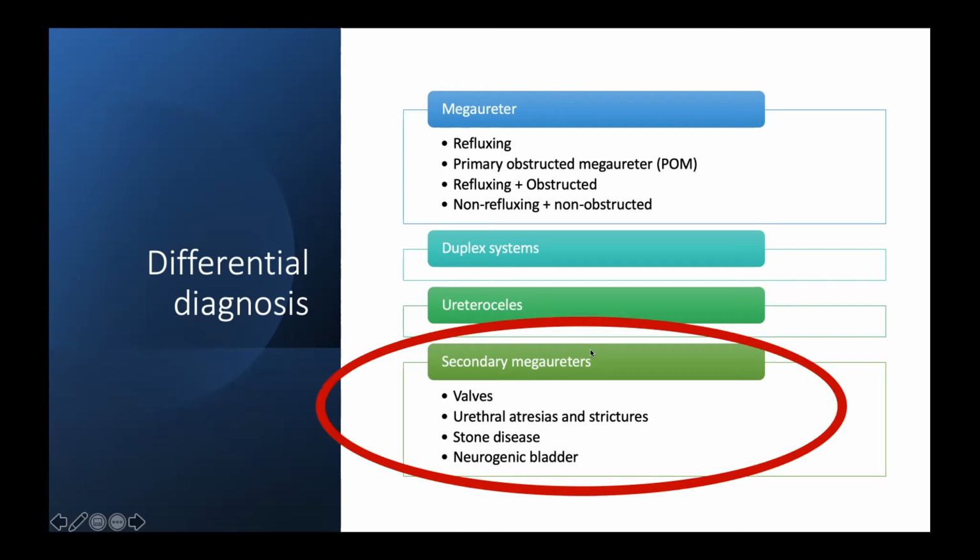I'm not going to talk too much about secondary megaureters, but whenever you are dealing with a child with hydronephrosis and hydroureter, it is always really important to make sure that this isn't secondary to lower urinary tract pathology, such as valves, atresias, stone disease, or a neurogenic bladder.